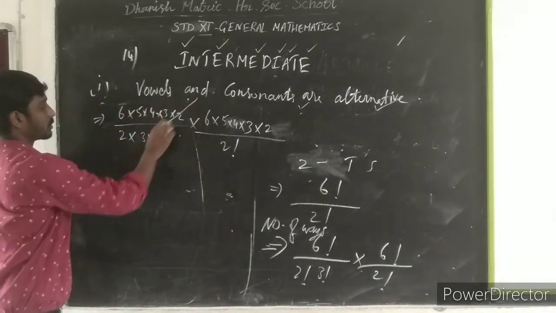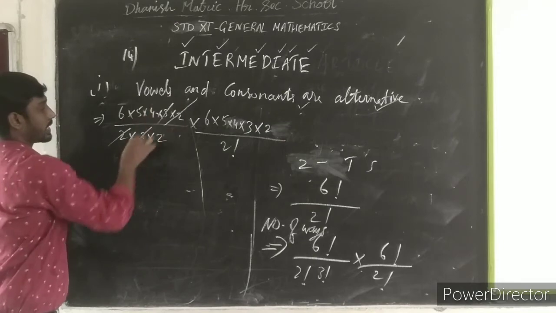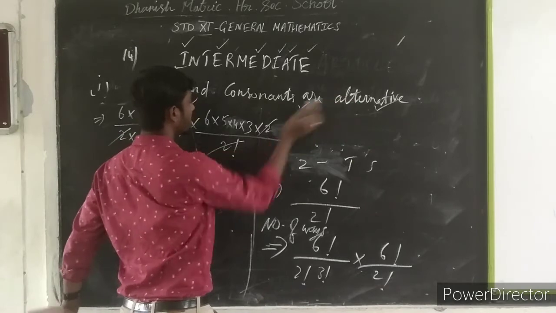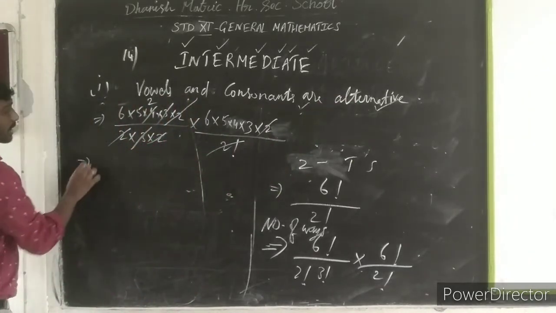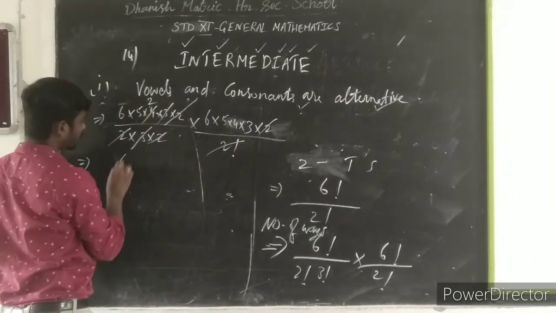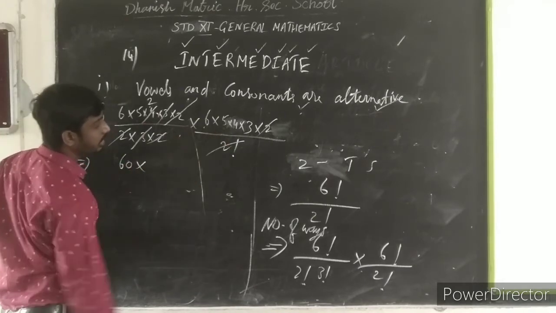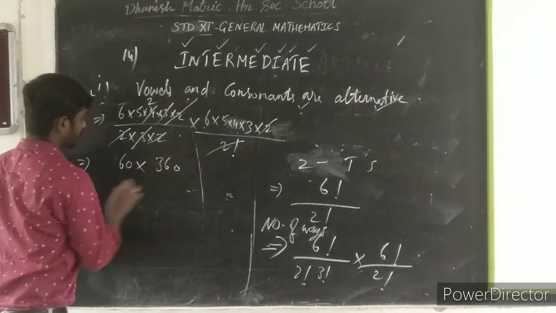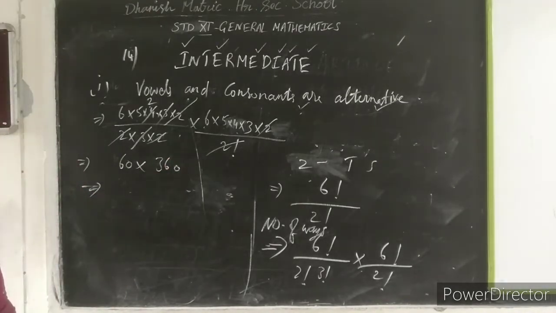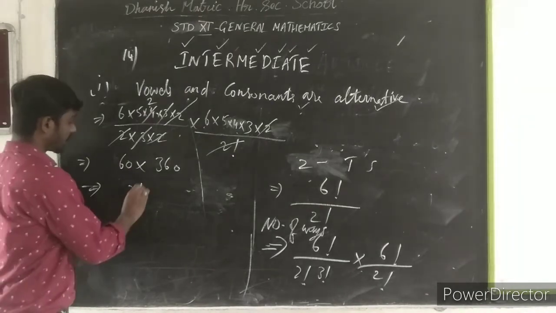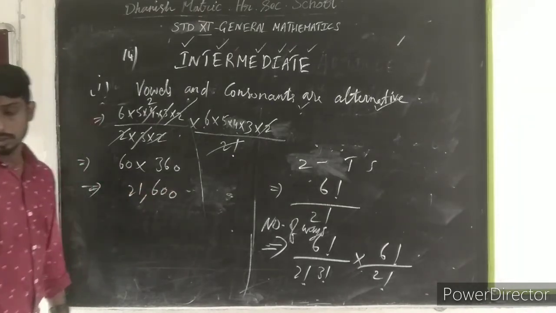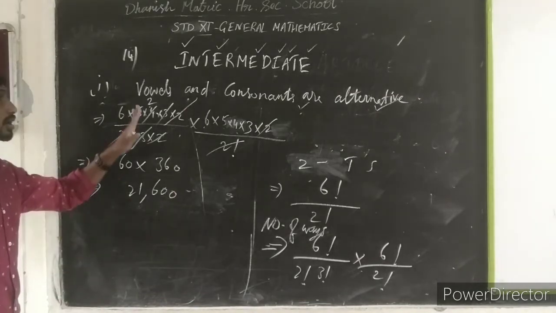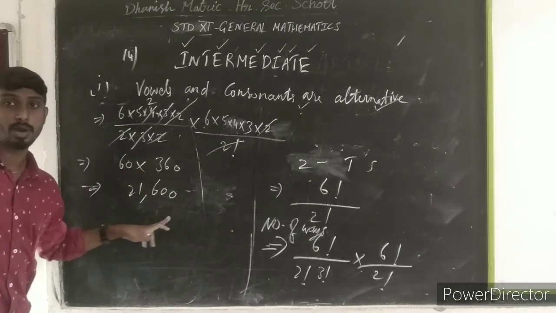So here we cancel this one. This 2 will be cancelled here. 3 cancel here. The 2's are here, so we are cancelling this one. 2 factorial, 2 cancel here. Then what remaining values are we getting? 6 into 5 is 30. 30 into 2, that will be 60, into 6, 5 are 30. 30 into 4, 120. 120 into 3, that will be 360. You are simply getting 21,600. So you are getting this for the vowels case, the number of ways in a vowel.